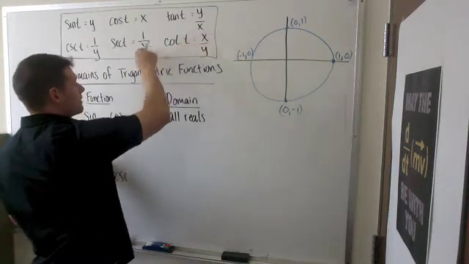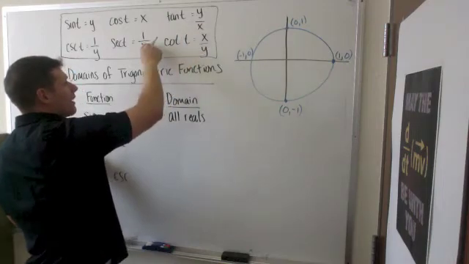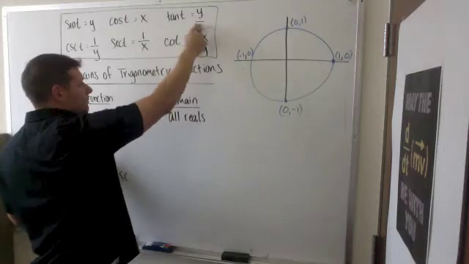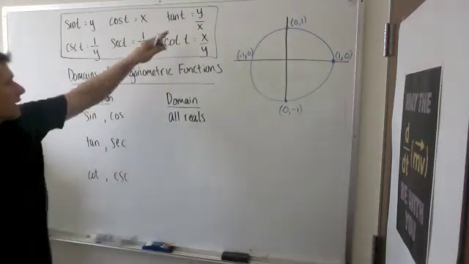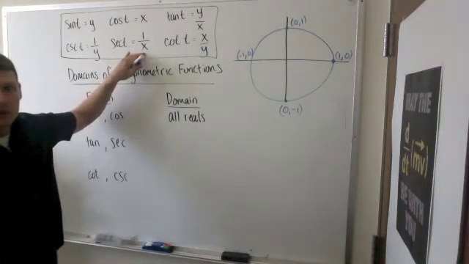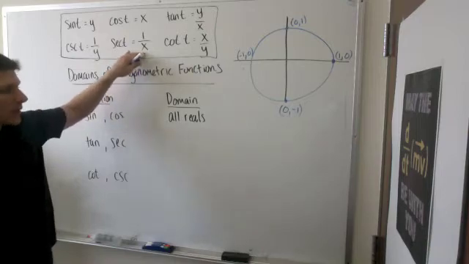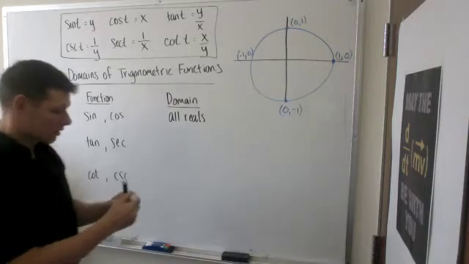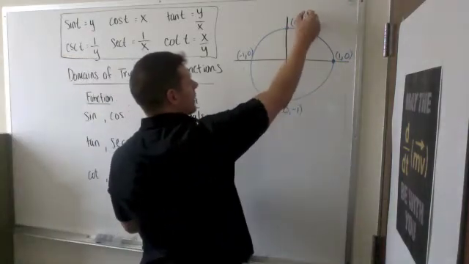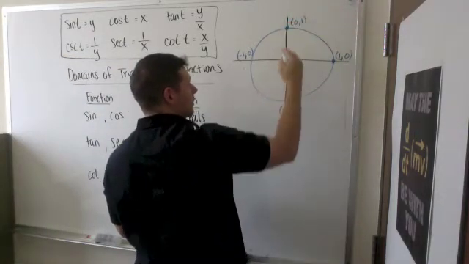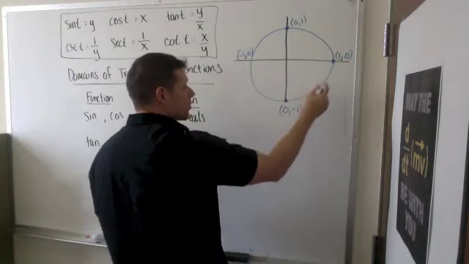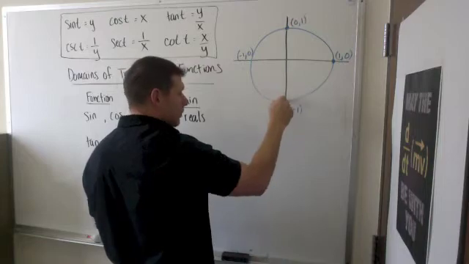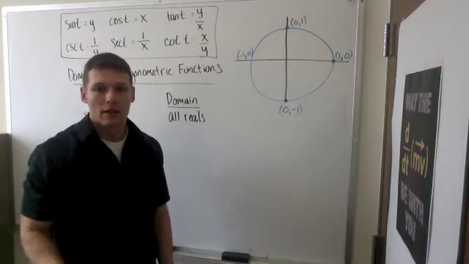Tangent and secant, we can't have any x coordinate that is 0, because you can't divide by 0. Tangent and secant, you can't have a 0 in the denominator. 0 in the denominator is bad. You can't divide by 0. So when is the x value 0? Well, the x value is 0 here at this point, and at this point. So the t values associated with this point and this point are not in the domain.